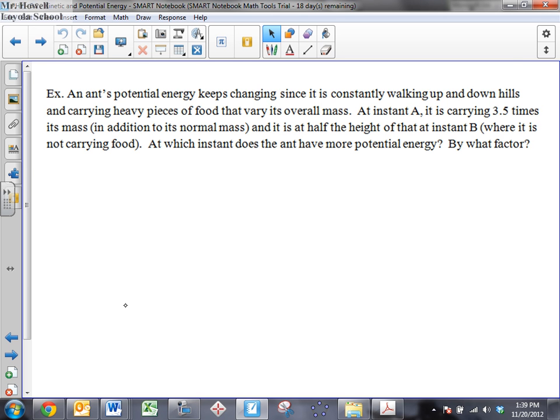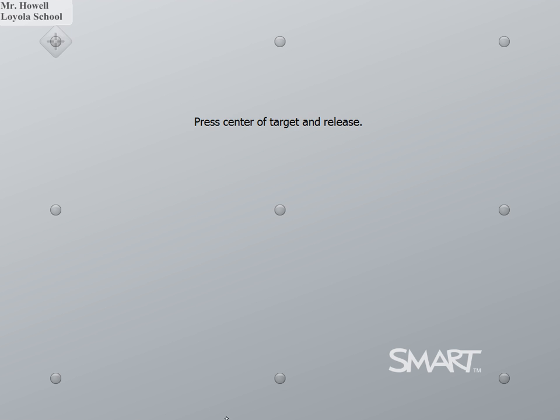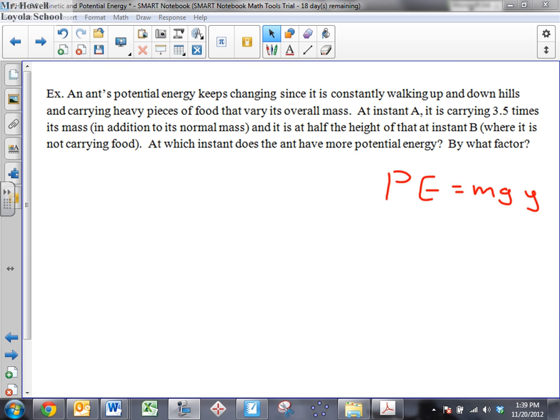So let's take a look at this example. Recall that our formula for potential energy from last class was mgy. I'm going to orient the board real quick. Sorry. So from last class, we looked at one quick example at the end where we needed to calculate the potential energy of an object that was raised out of a well. We want to know how much energy you gained.